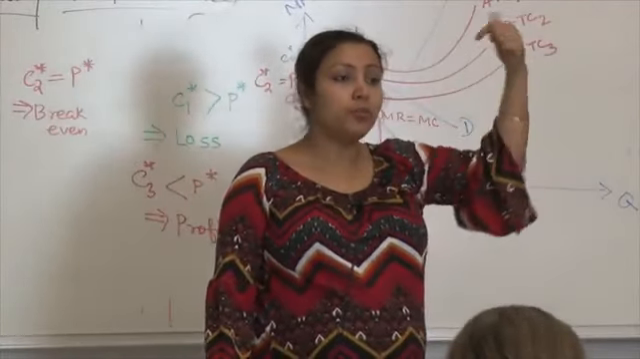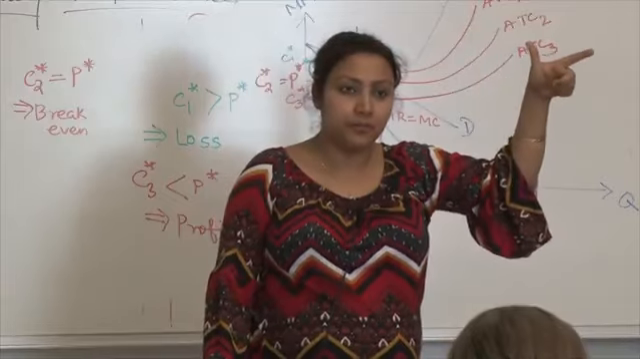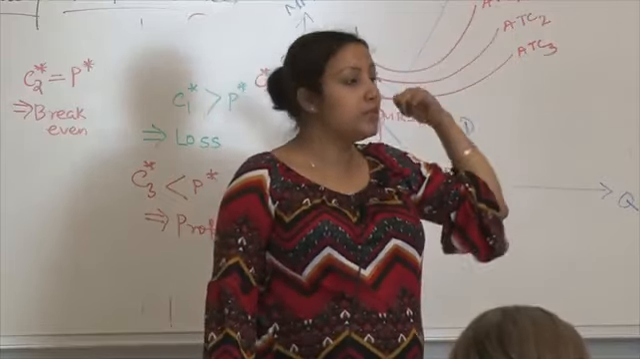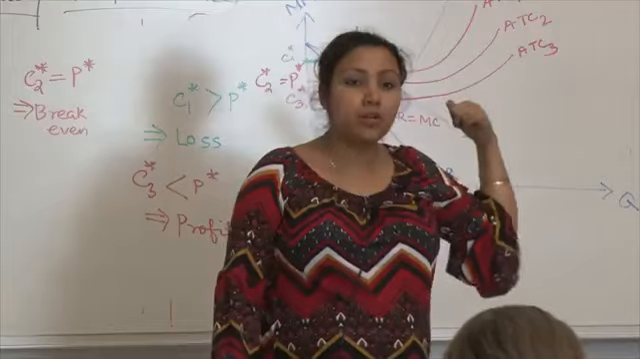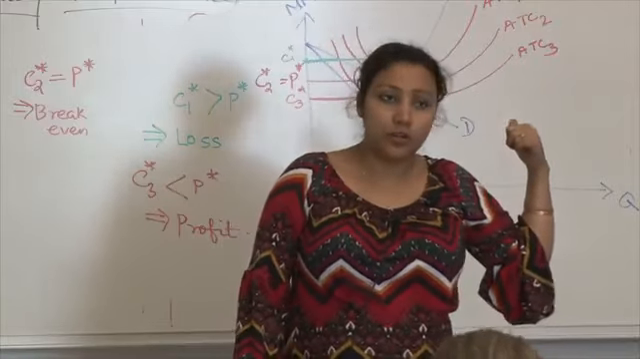In perfect competition, profit and loss were temporary, break even was permanent. In case of monopoly, whatever be the outcome, that is sort of permanent and not temporary.